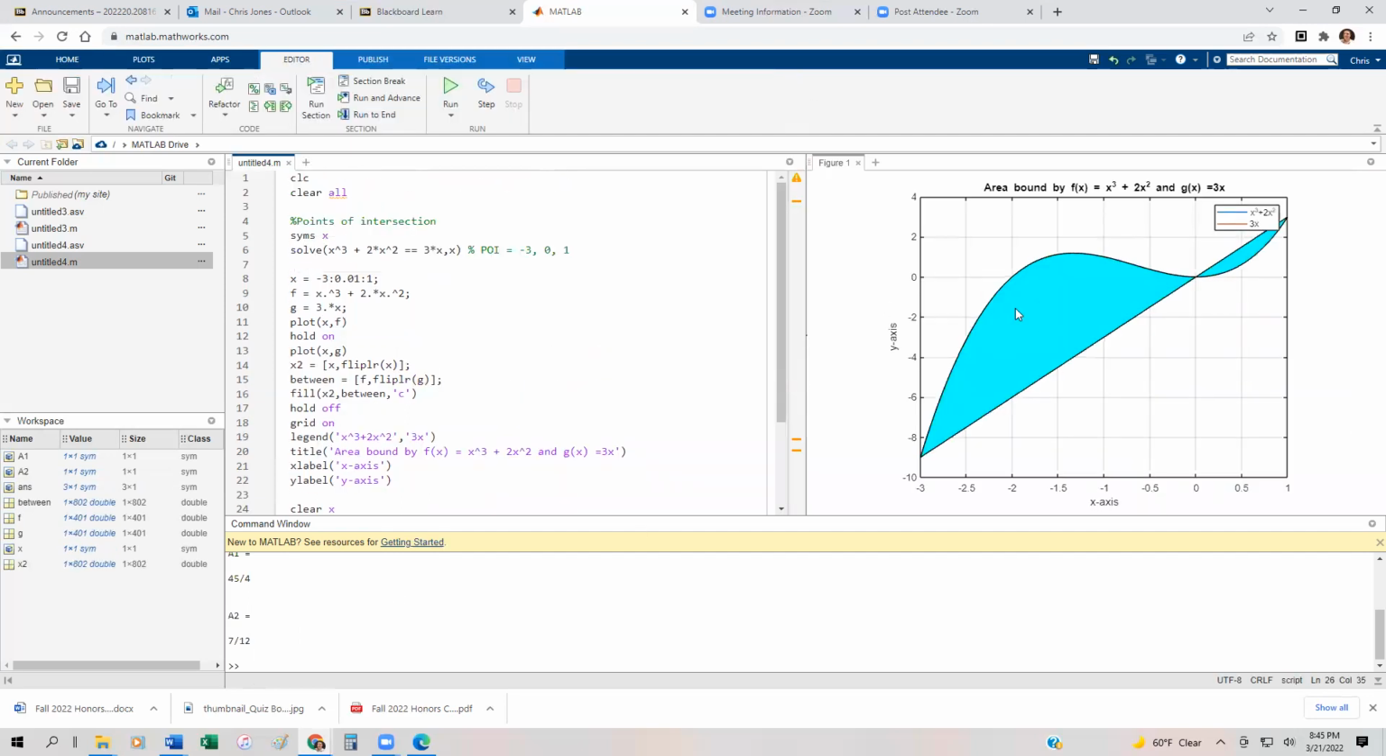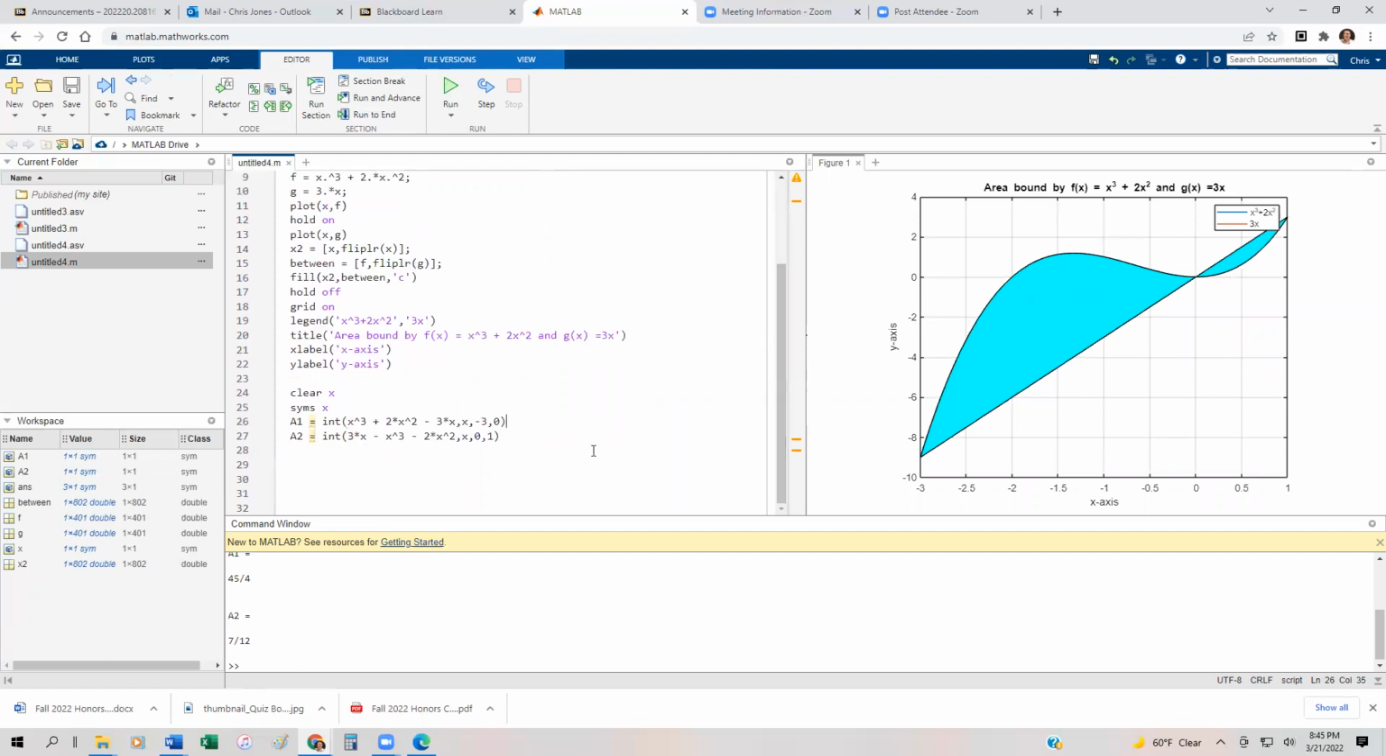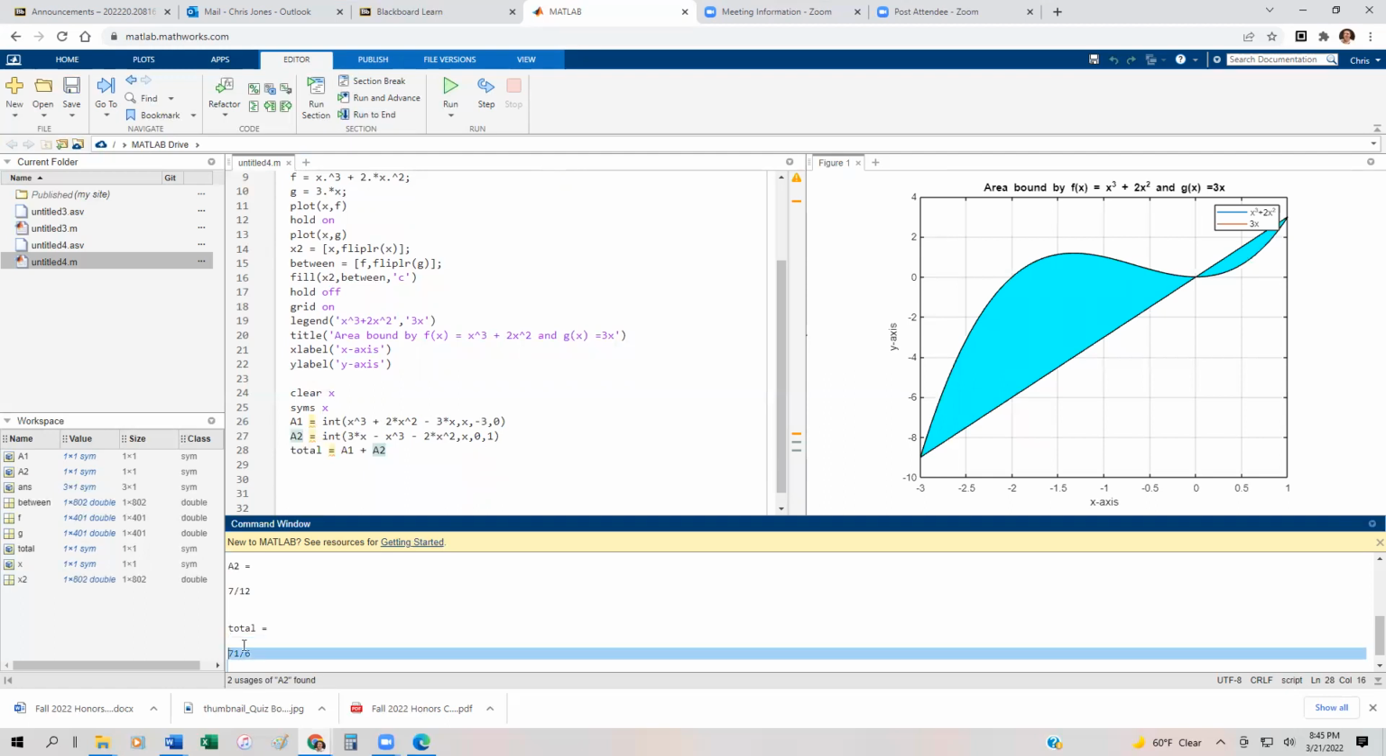And then here's our figure again. Mysteriously, it appears again. We want a total area, so we're going to say the total is equal to A1 plus A2. If we run that, that should give us the total area. I'm going to format this nicely. So here's our total area, 71/6.